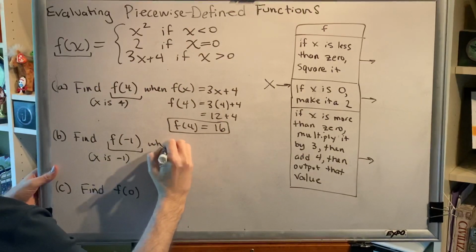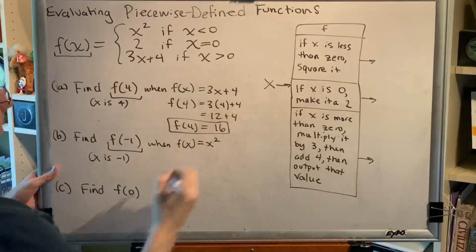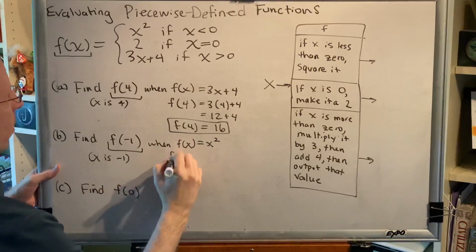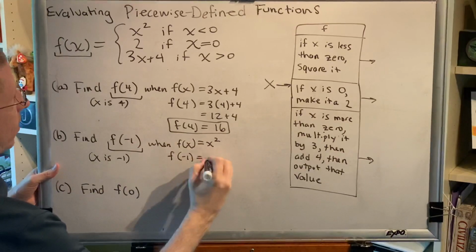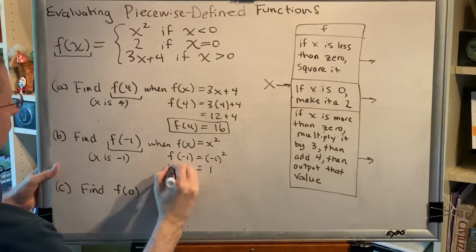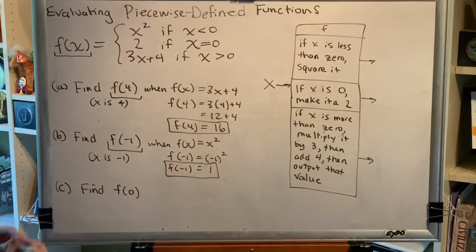So I can say f of x equals x squared. Then I can plug in and replace both of these x's with negative 1. So f of negative 1 is equal to negative 1 in parentheses squared, which is simply 1. So this is the second answer to this problem. And then finally, that brings us to the third piece, find f of 0.